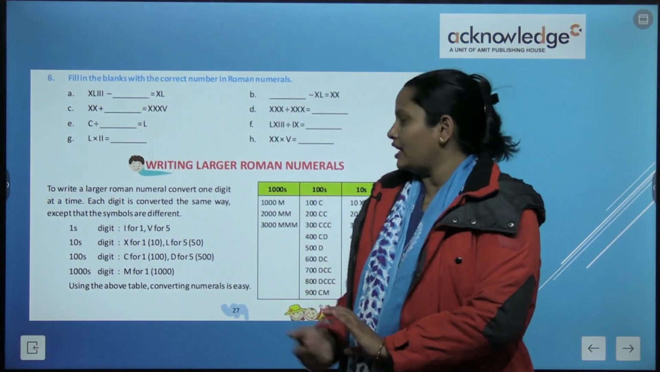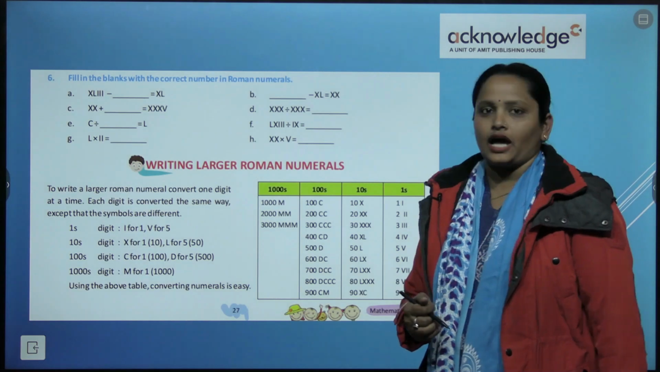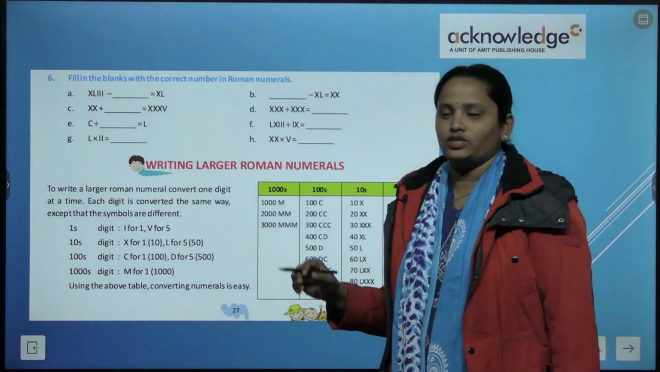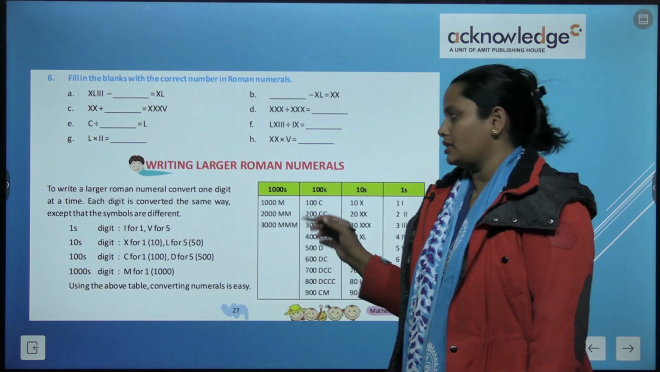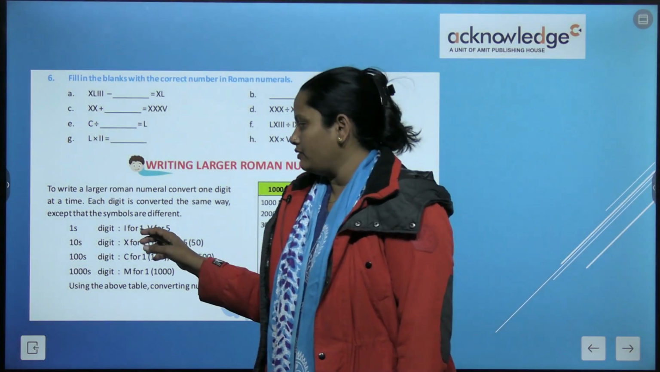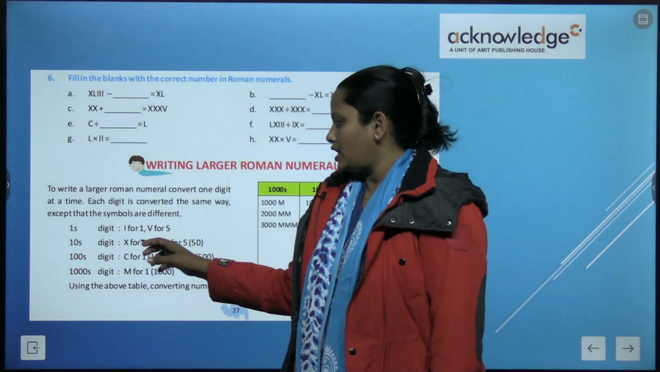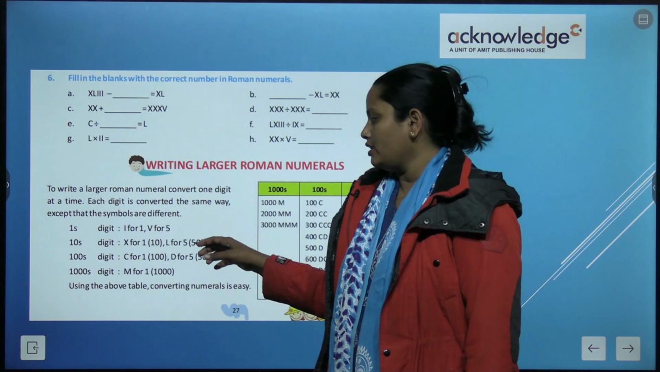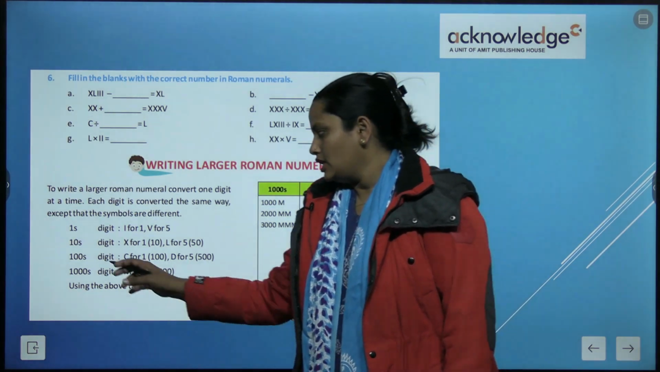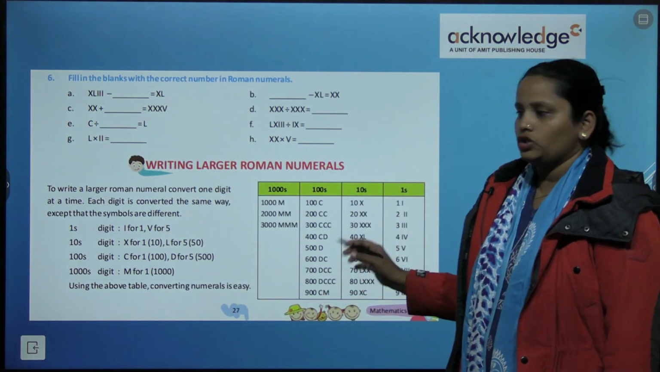Now children, let's learn writing larger Roman numerals. So larger Roman numerals हम कैसे लिखते हैं? To write the larger Roman numerals, convert one digit at a time. तो इसमें क्या करना है? हमें एक digit को एक time में convert करना है. Each digit is converted the same और हर digit को उसी तरीके से convert किया जाता है. Except that the symbols are different. So for one digit, we write I for 1 and V for 5. Now tens digit के लिए हम क्या करते हैं? X for 10 and L for 50. Similarly 100 digit के लिए हम करते हैं C for 100 and D for 500. 1000 digit के लिए M for 1000. Now using the above table, convert the numerals.